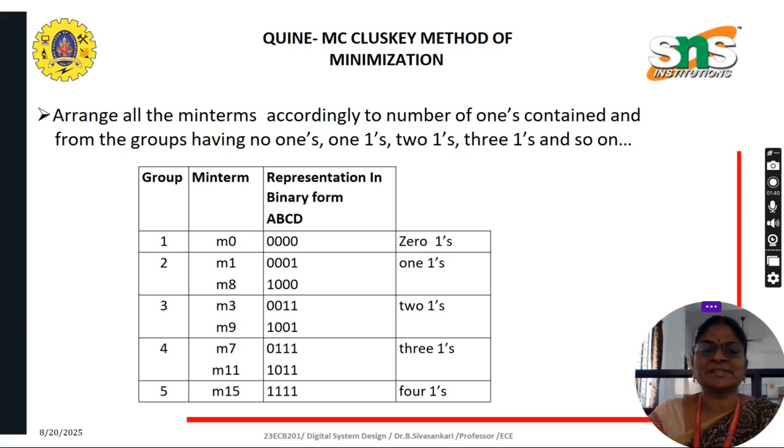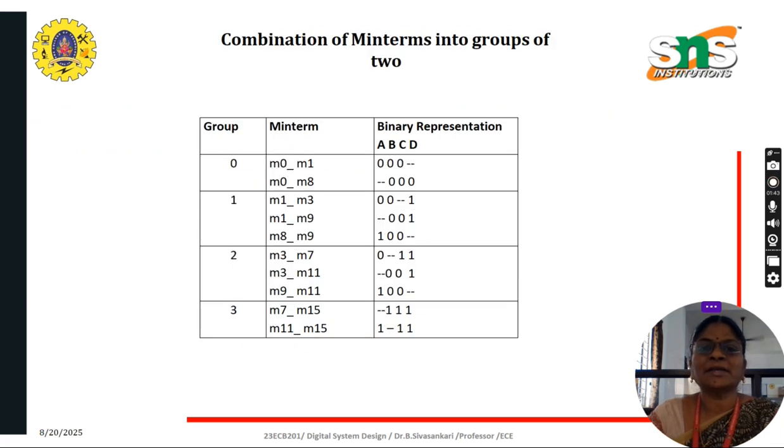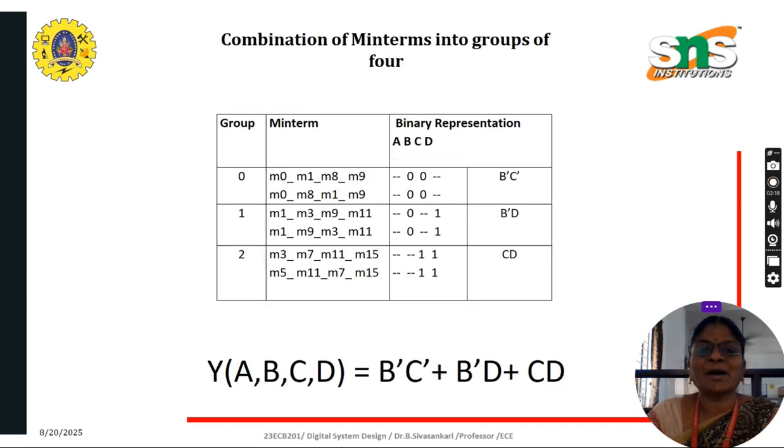Okay. Once you go for an exhaustive search, we can form another table, the combination of minterms into groups of 2. In this group, how can we say that terms are matching each other? If they vary in 1 bit, then they are said to match each other. Like if you have M0 0000 and M1 0001, only the last position is varying. Right? Only one variation means both match each other. Likewise, we have formed this combination of minterms into groups of 2. With this group, again we have to form another group, the combination of minterms into groups of 4.